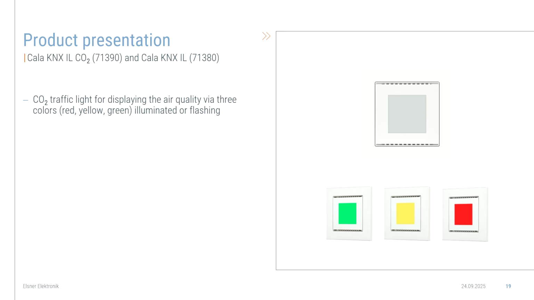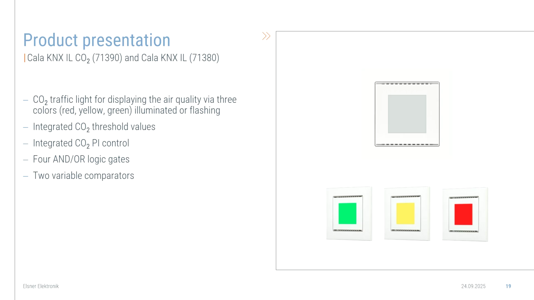Okay, now we go closer to the products. So as I showed before, the Cala KNX IL with CO2 and without CO2. CO2 traffic light for displaying the air quality via 3 colors, red, yellow, green, illuminated or flashing. You can change it in the ETS parameters. And we are going closer to this when we show you the parameters in a few minutes. We have integrated CO2 threshold values, integrated CO2 PI control, AND and OR logic gates, and 2 variable comparators.